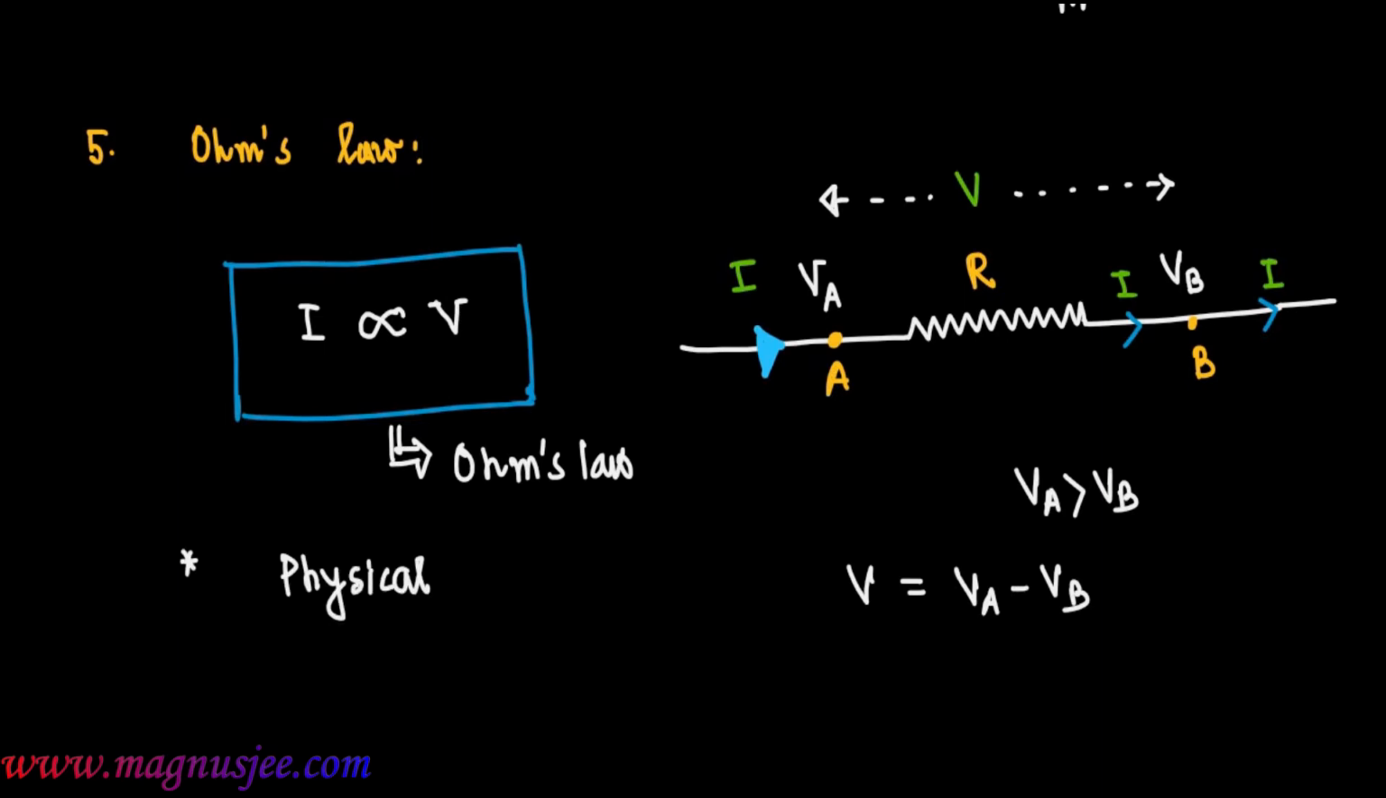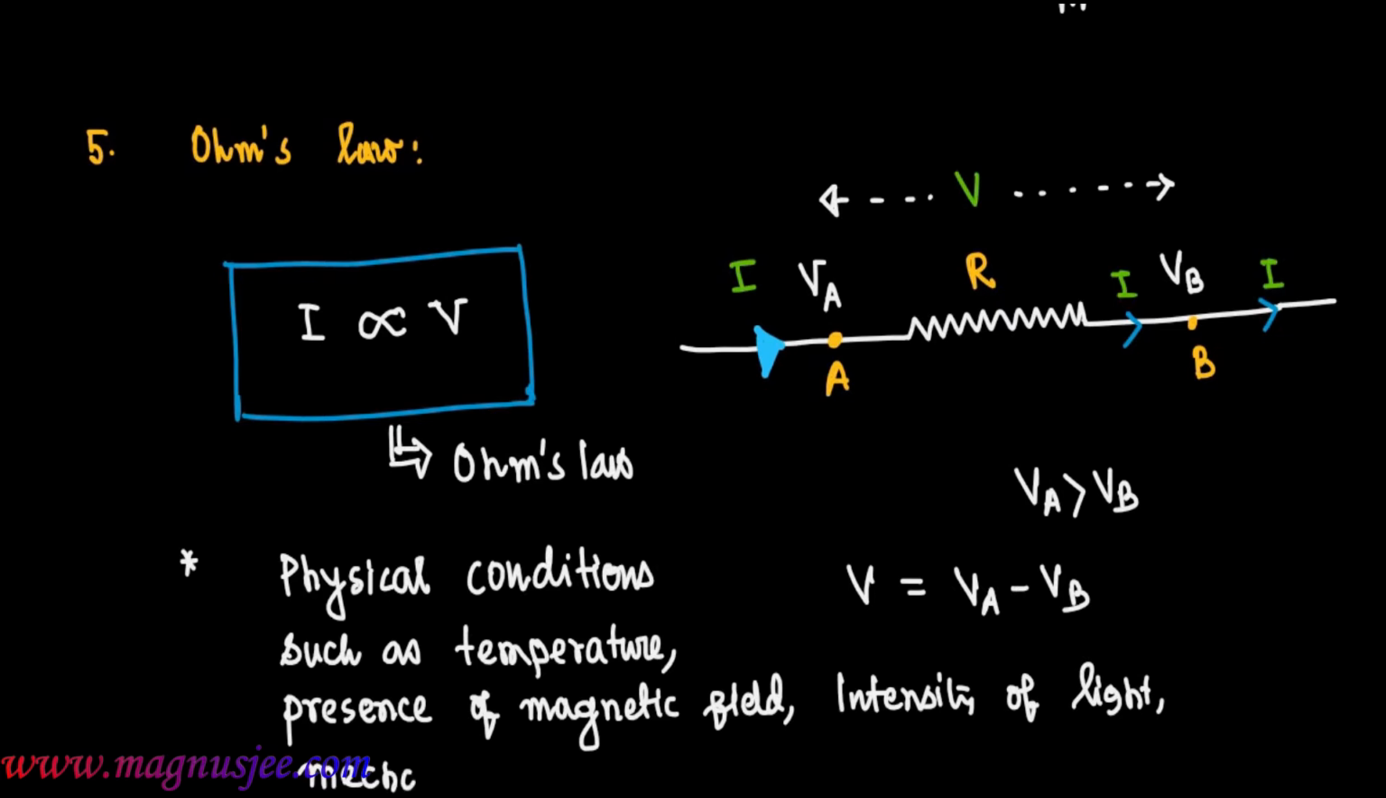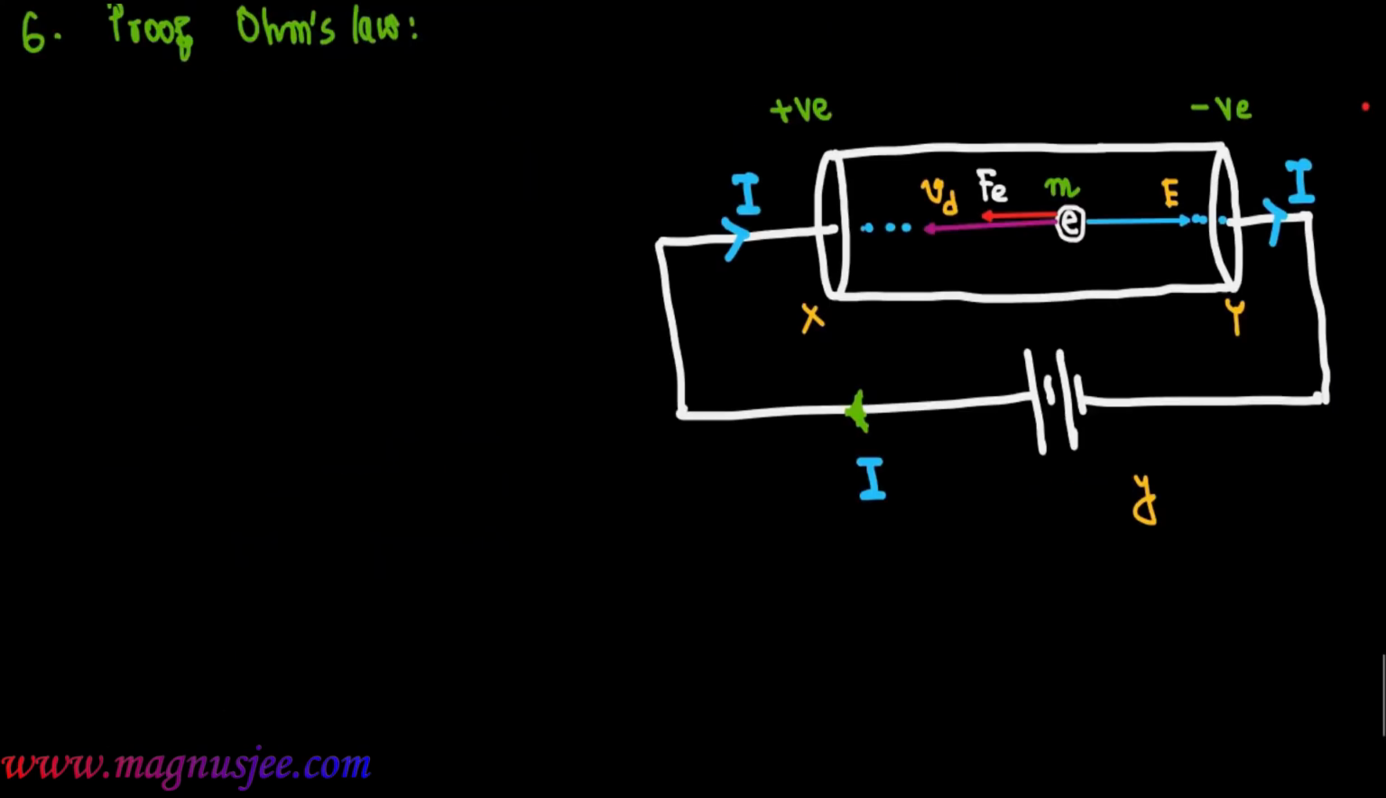Now we have to know which physical conditions remain unchanged. In this case, physical conditions such as temperature, pressure, presence of magnetic field, intensity of light, mechanical strain, etc. are kept constant. Physical conditions such as temperature, presence of magnetic field, intensity of light, mechanical strain or stress, etc. are kept constant. Now we can explain or discuss the proof of Ohm's law.